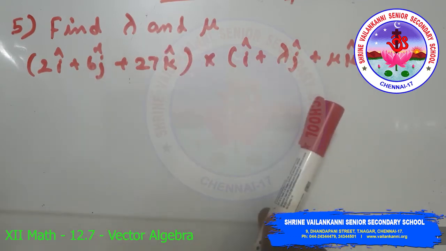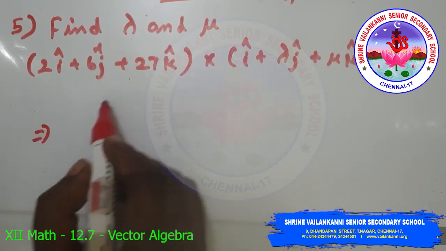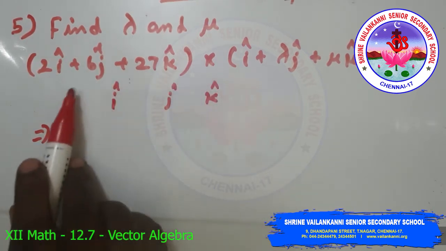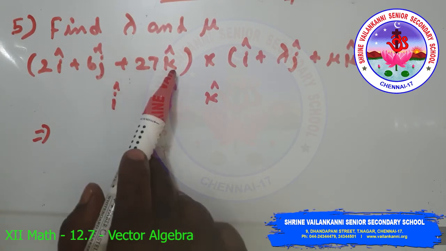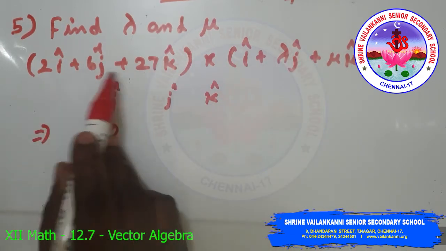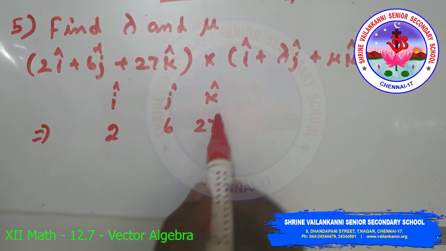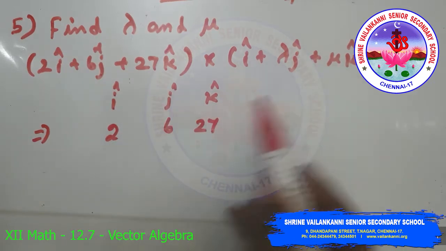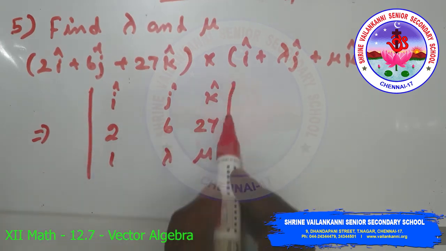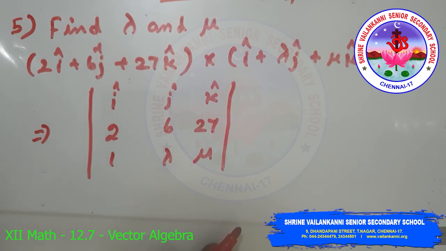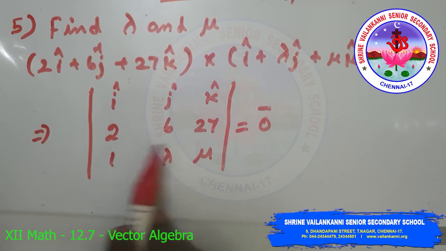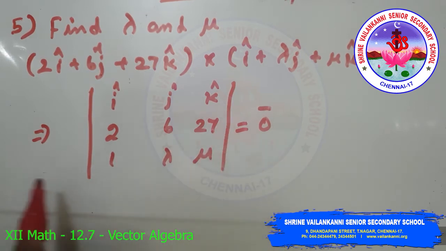It can be written in determinant form with i, j and k, taking the coefficients of i, j, k from the first vector and the second vector. So 2, 6 and 27, and here it is 1, lambda and mu. Using the determinant form, which is equal to the 0 vector, expanding along the first row.